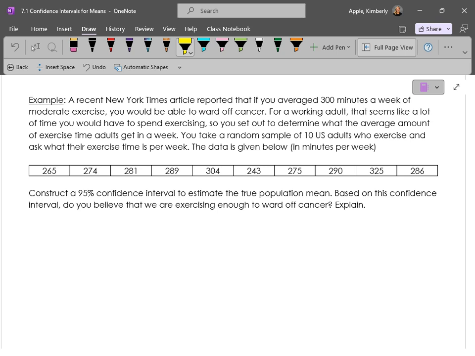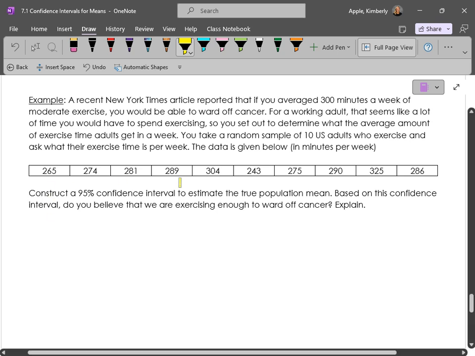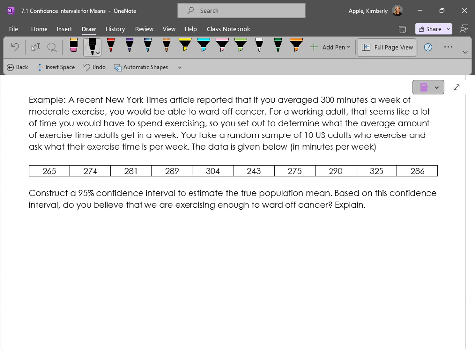Okay. So a recent New York Times article reported that if you average 300 minutes a week of moderate exercise, you would be able to ward off cancer. That's a claim. For a working adult, that's a lot of time. So you set out to determine the average amount of exercise time adults get in a week. You take a random sample of 10 U.S. adults who exercise and ask what their exercise time is per week. And this is the data that was obtained in minutes per week. Construct a 95% confidence interval to estimate the true population mean.